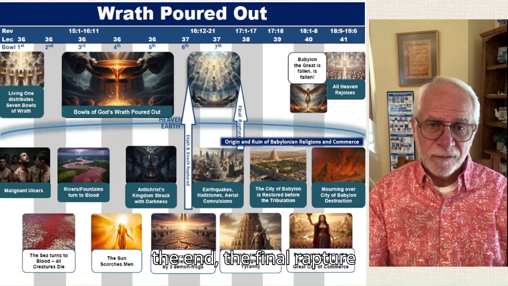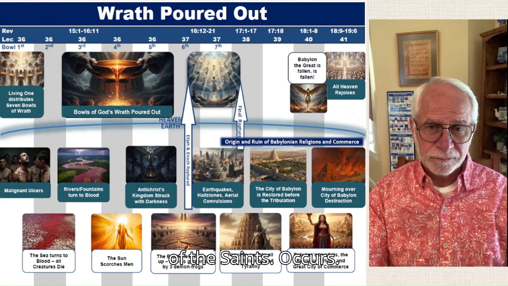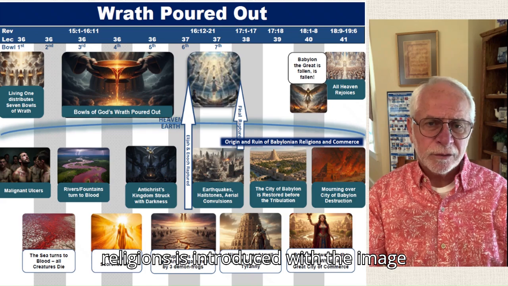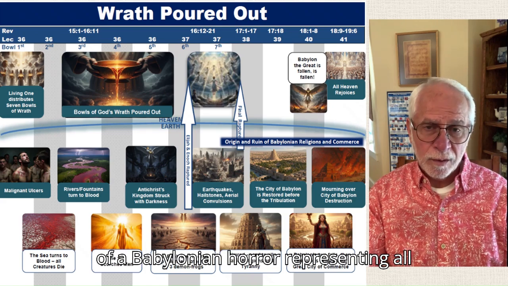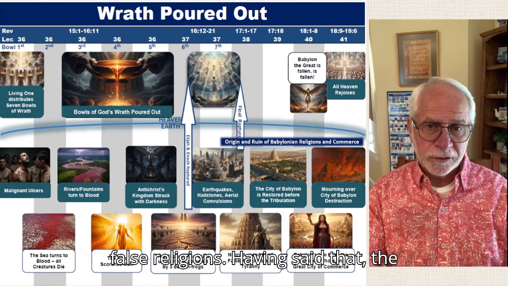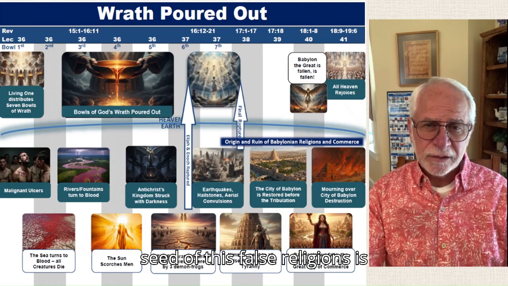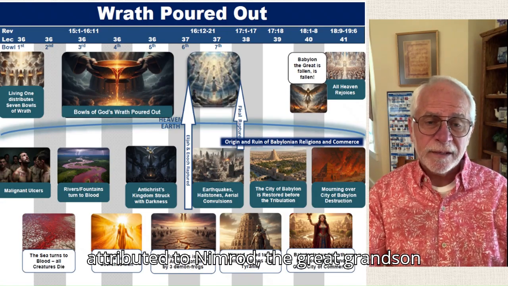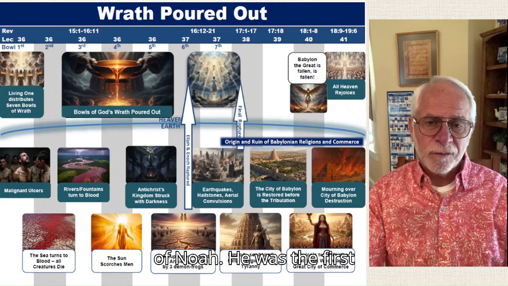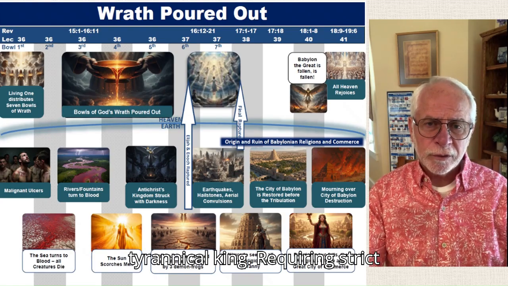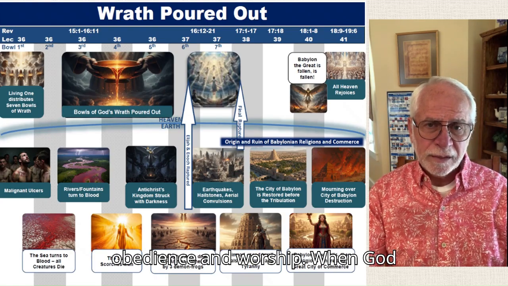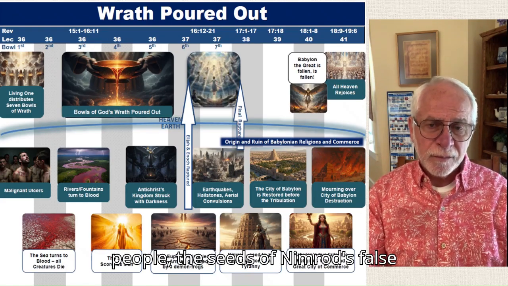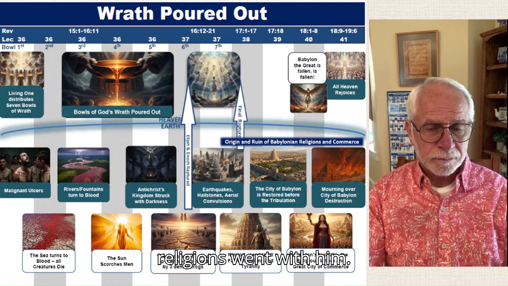Shortly before the end, the final rapture of the saints occurs. The origin and ruin of false religions is introduced with the image of a Babylonian whore, representing all false religions. Having said that, the seed of this false religion is attributed to Nimrod, the great-grandson of Noah. He was the first tyrannical king requiring strict obedience and worship. When God intervened at Babel, dispersing the people, the seeds of Nimrod's false religions went with him.